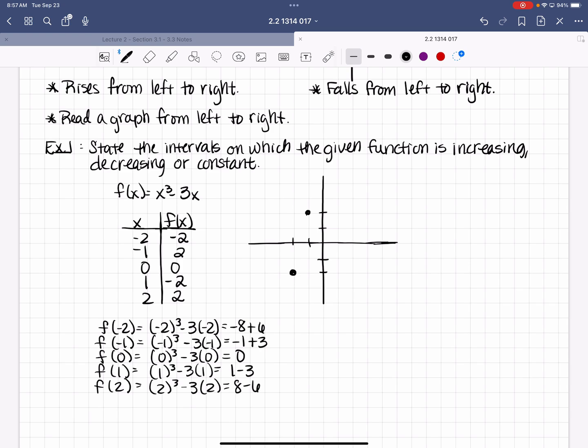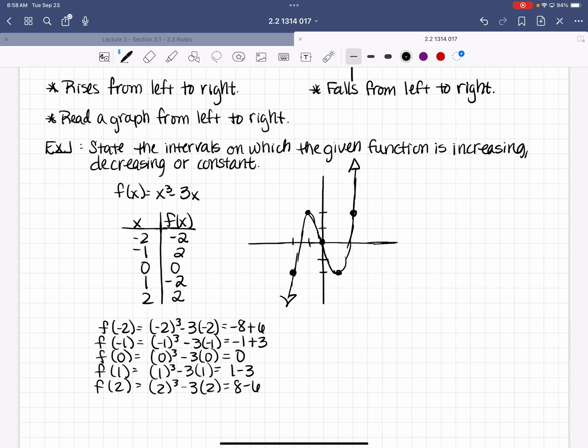We have 0, 0. We have 1, -2. And then I have 2, 2. So what happened is I get a function that looks similar to this. And you'll notice it does hit the x-axis 3 times. We didn't find exactly where it hits the x-axis, those solutions, but it does hit 3 times.